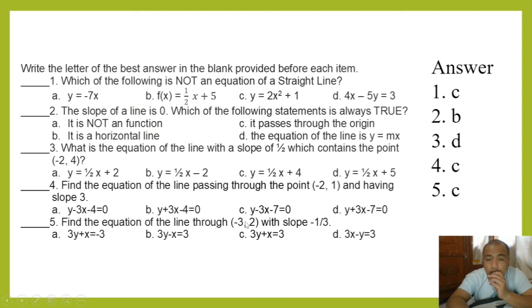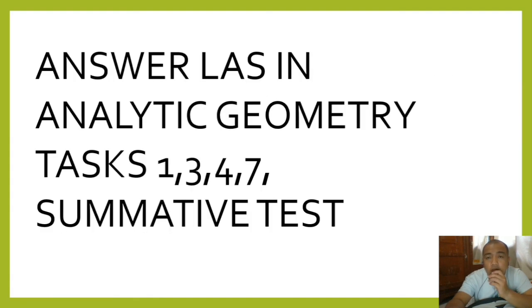Find the equation of the line through negative 3, 2 with slope negative 1/3. The answer is 3y plus x equals 3 for number 5. So for your activity, answer task 1, 3, 4, 7 in the analytic geometry module, and include answering the summative test.